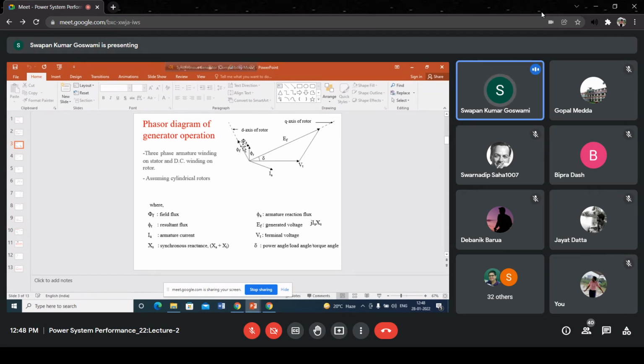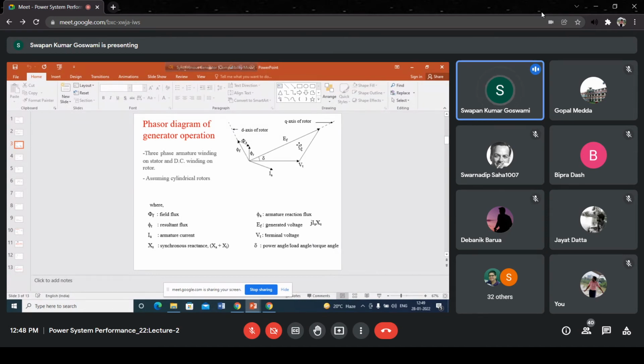Phi f is the field flux, that means flux created by the field current. Phi a is the armature flux, that means the flux created by the armature current, and phi r is the resultant flux. So if this is a resultant flux, resultant voltage, that means the terminal voltage, will lag this flux by 90 degree. That's why this is Vt. Okay, previously I told you that Vt is lagging this by some angle delta, and I have shown Vt here. But now you see the reason for that. That this is phi R and Vt will lag this phi R by 90 degree.